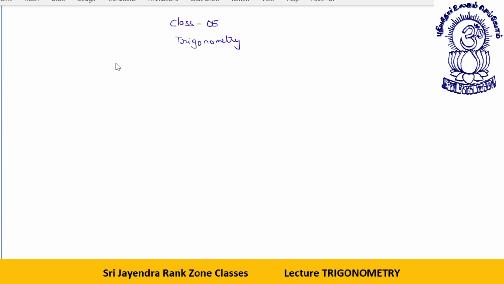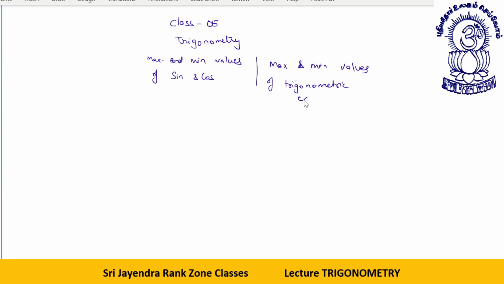Today I will be discussing three main topics. Mainly, first of all, maximum and minimum values of sine and cos. Then maximum and minimum values of trigonometric, all trigonometric expressions. Okay, all types of trigonometric expressions. I will provide you very good shortcuts for these things.